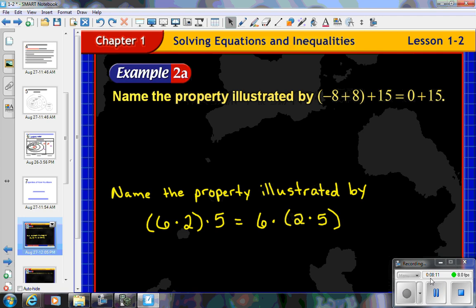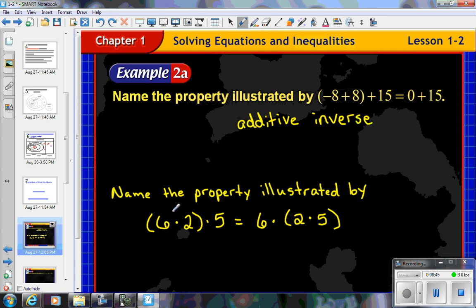And so now we're going to do a few examples. All right, so for this first one, we're going to name the property illustrated. So let's think about what's changed. We might look at this parentheses and think maybe associative property. However, the only thing that's changed is -8 plus 8. Now we have a 0 in its place. So I'm adding the opposite. This is the additive inverse property.